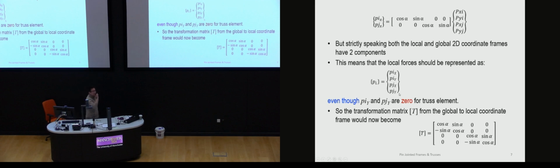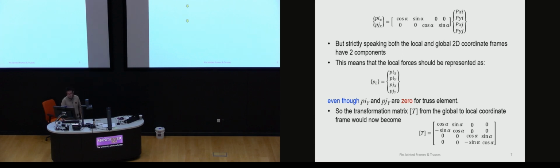Although for this particular element, there is no transversal force on the node, so PIY and PJY are always zero, right? So this is what we did. And then we're able to make a very general transformation matrix, which covers both the I and J parts. Basically, we use this part to transform between the local coordinate system and the global by applying it to the I node, and this part of the transformation matrix is applied to the J node.